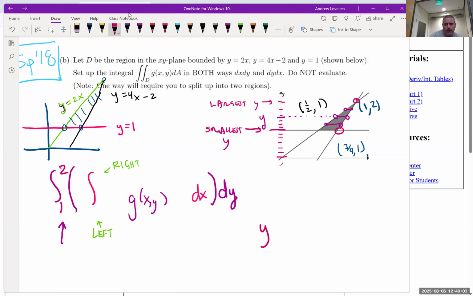And then based off of y, I need to know the biggest and smallest x can be. So I need x equals something, which is the left, and x equals something else, which is the right. The left is this side, and that corresponds to the equation y equals 2x. So maybe I can ask what goes here.